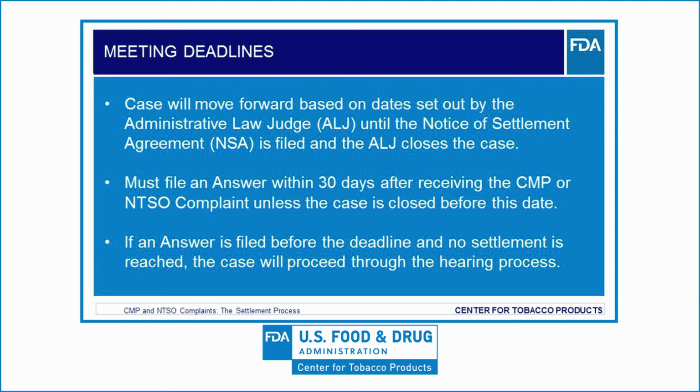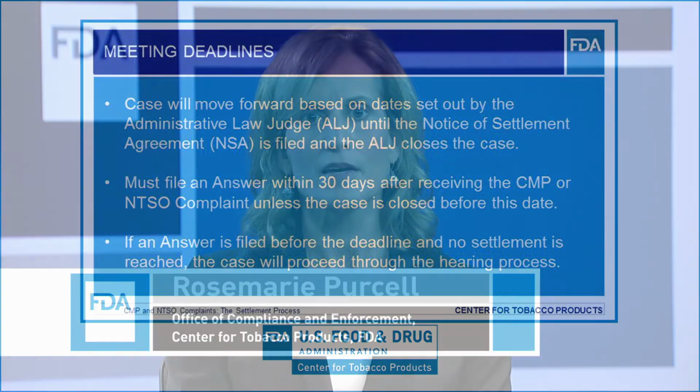This includes the requirement that you submit an answer within 30 days after receiving the complaint. Please view the third webinar in our series, How to File an Answer and Consequences for Not Filing an Answer, during which we discuss the process for submitting an answer. If an answer is filed by the deadline, but no settlement is reached, the case will proceed through the hearing process. Please view our fifth and last webinar in this series, The Hearing Process, for more information. This concludes our discussion on settling a CMP or NTSO.